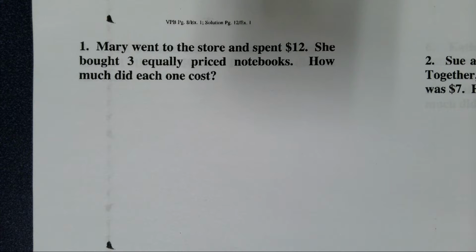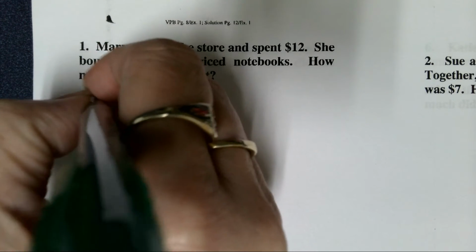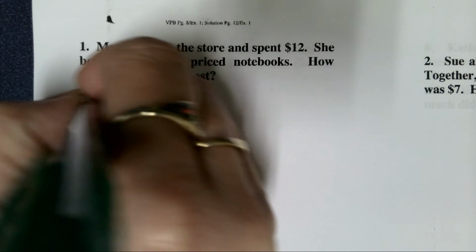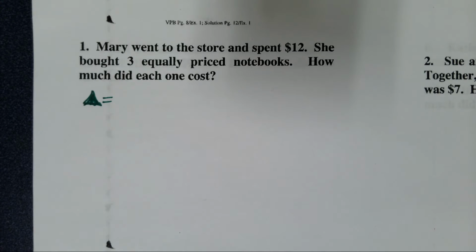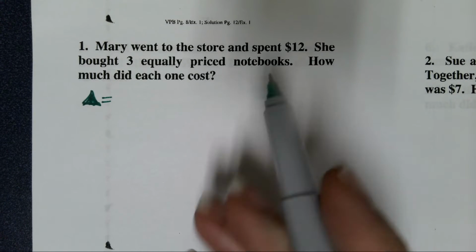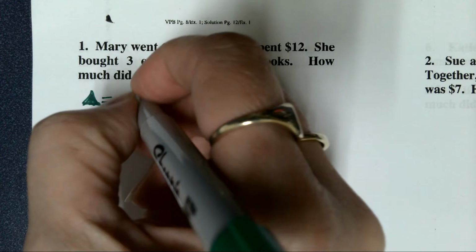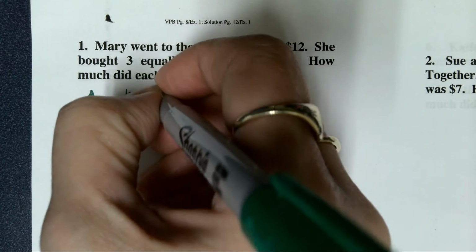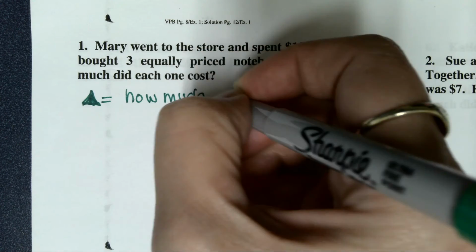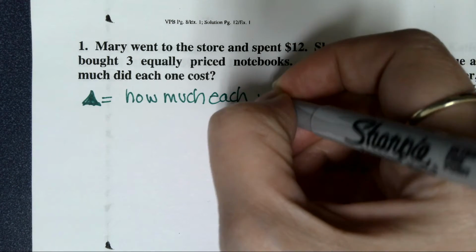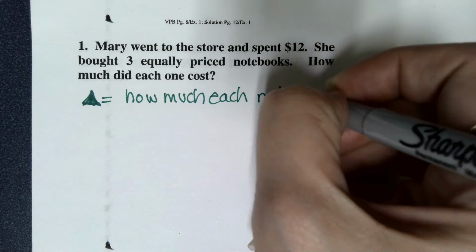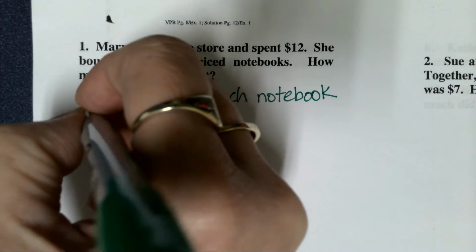So for number 1, Mary went to the store and spent $12. She bought 3 equally priced notebooks. How much did each one cost? So first we want to know, what is our pawn going to be? It says how much did each one cost? So our pawn is going to be how much each notebook cost.